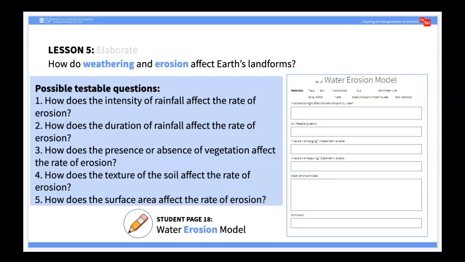Possible testable questions include: how does the intensity of rainfall affect the rate of erosion? How does the duration of rainfall affect the rate of erosion? How does the presence or absence of vegetation affect the rate of erosion? How does the texture of the soil affect the rate of erosion? And how does the surface area affect the rate of erosion?